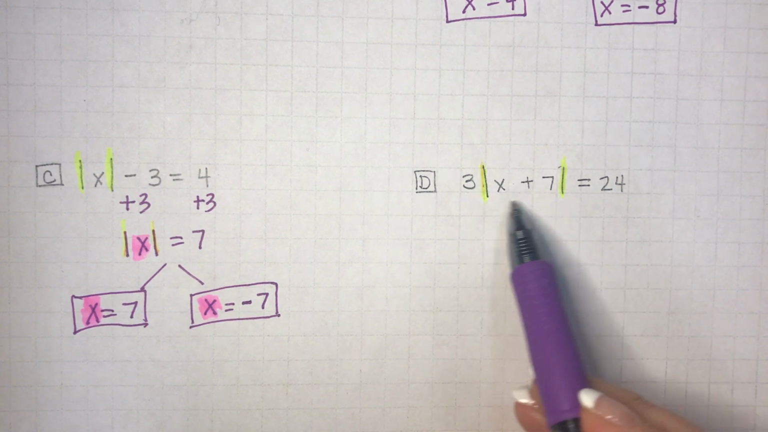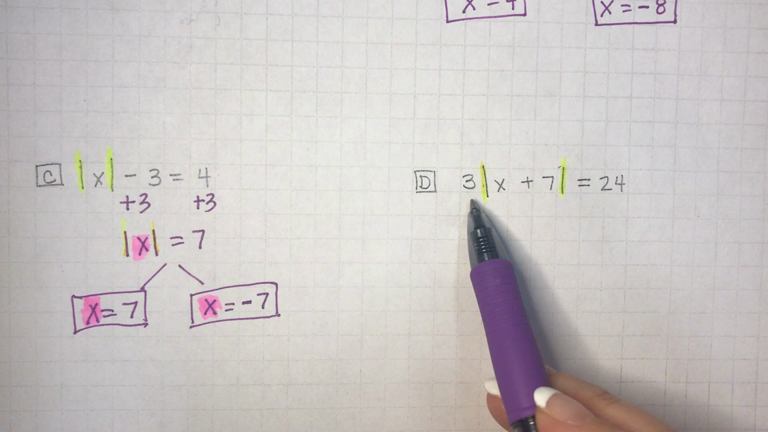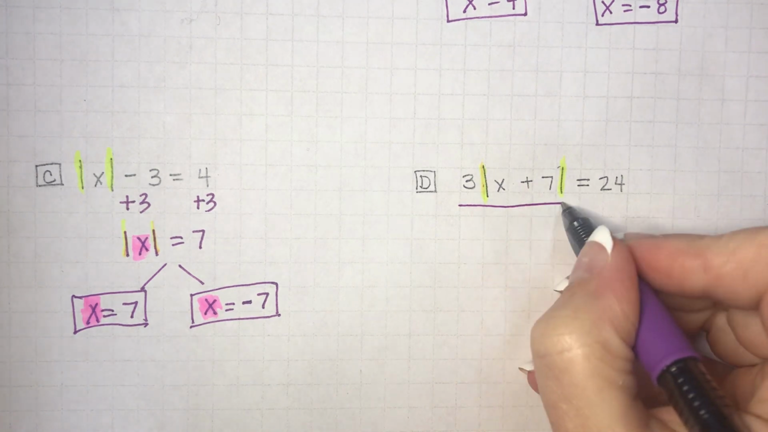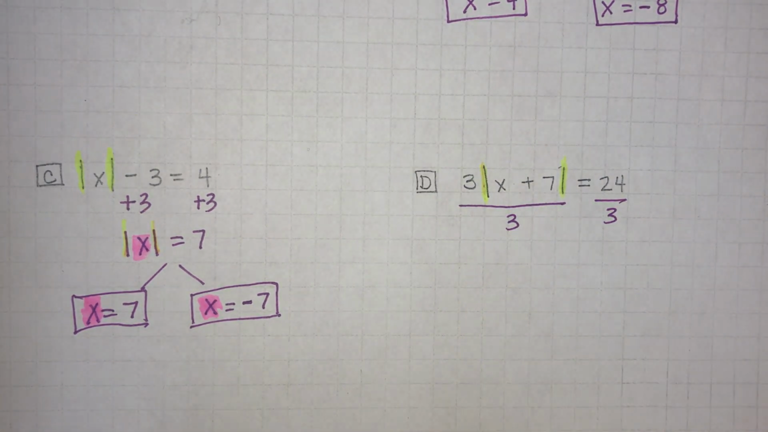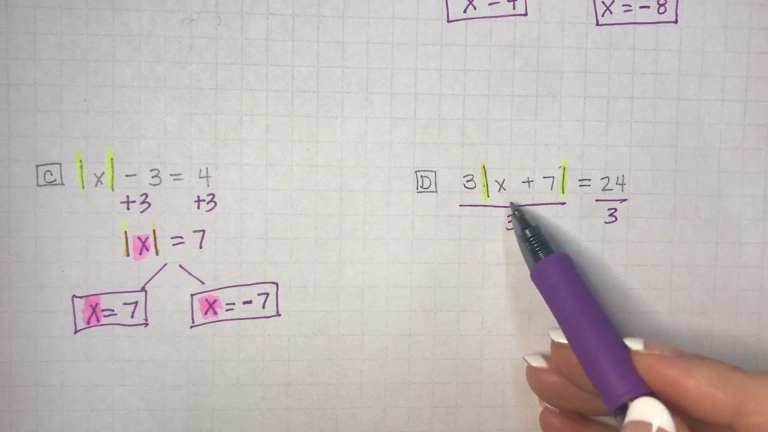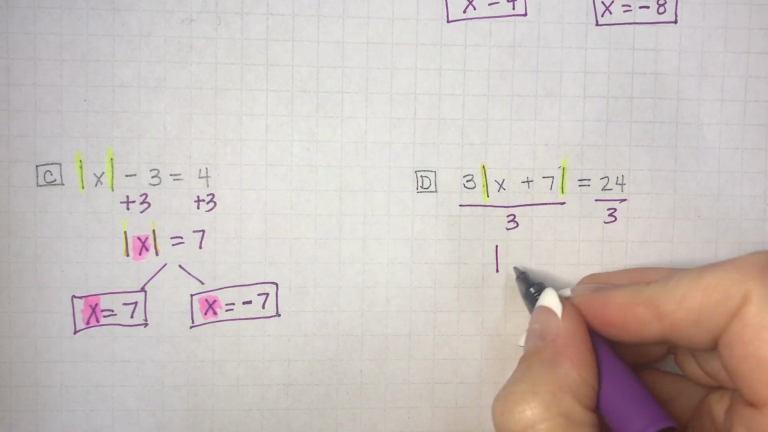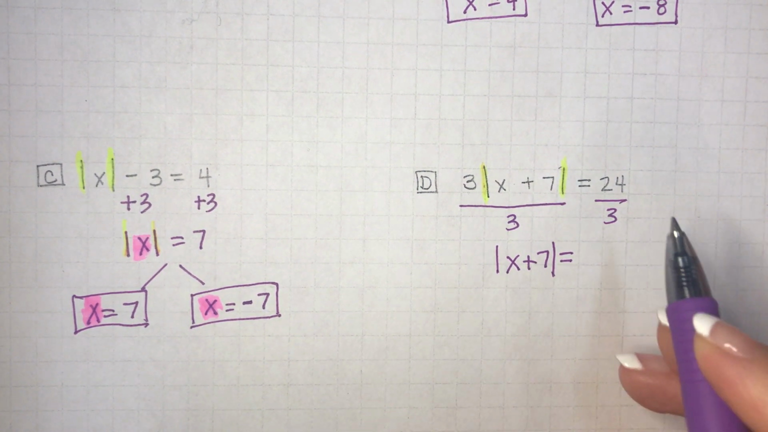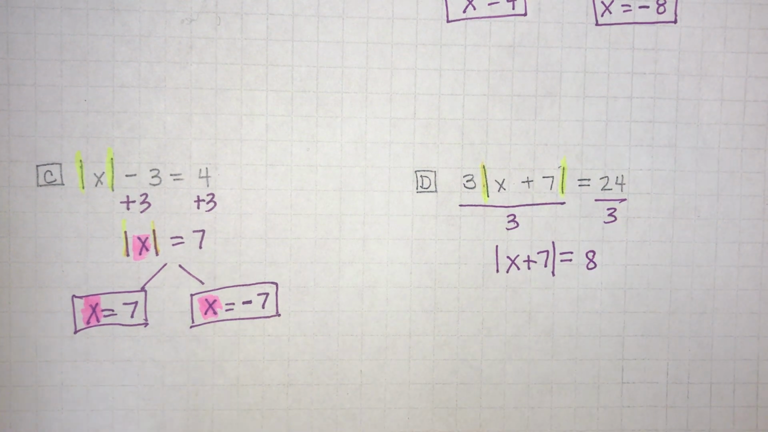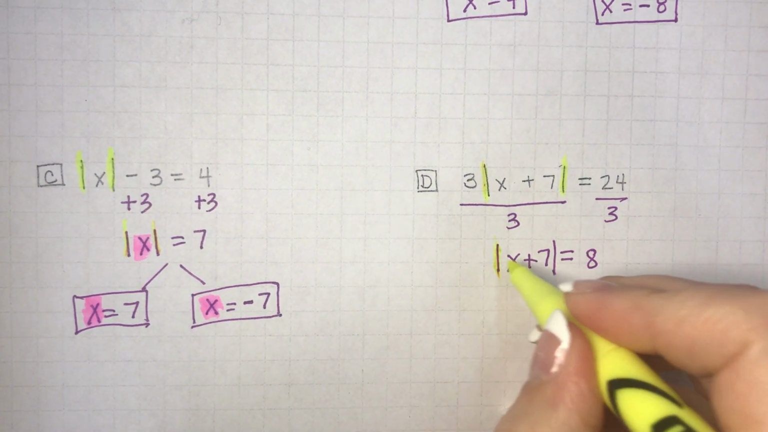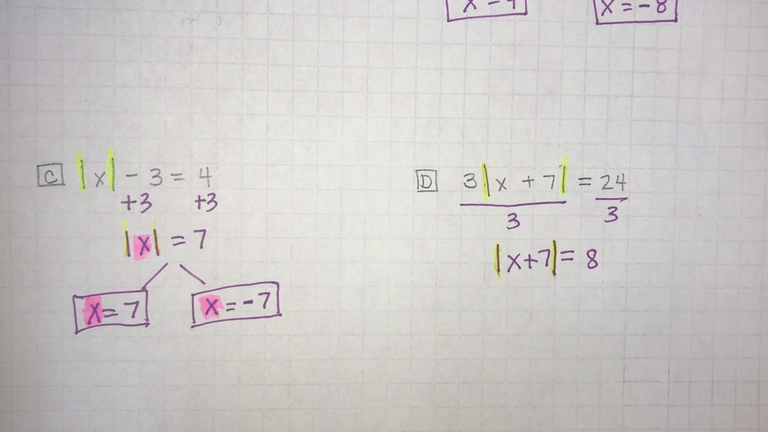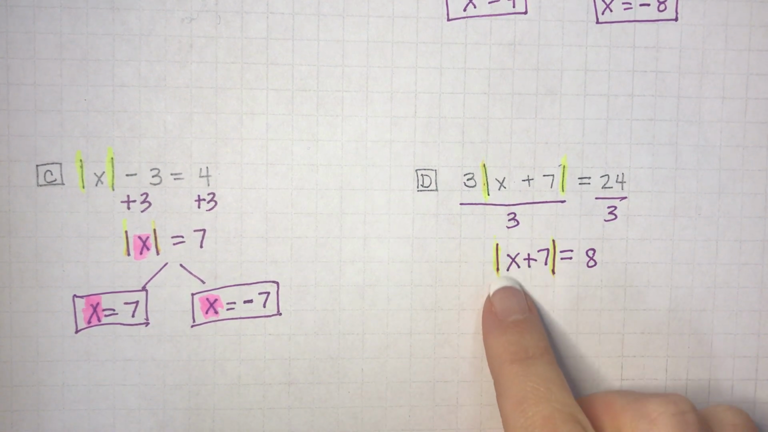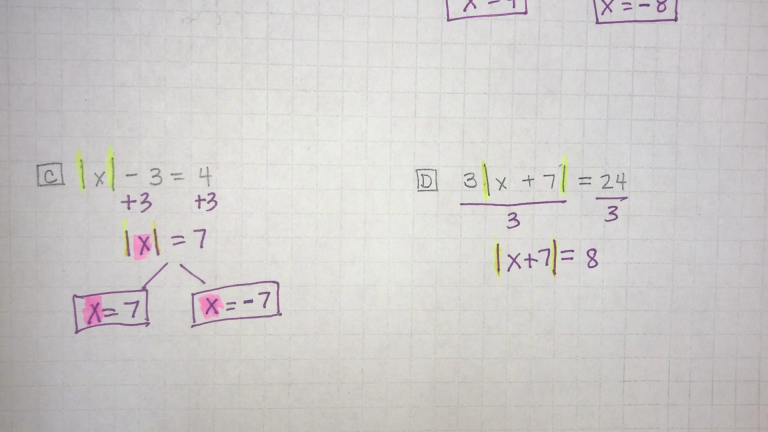Well, how is the 3 related to them? It's on the outside, and when something's on the outside, that means it's multiplied. So we're going to do the inverse operation of multiplication, which would be to divide by 3 on both sides. 3 divided by 3 is 1. 1 times the absolute value of x plus 7 is just the absolute value of x plus 7, equals 24 divided by 3, which is 8. Now the question is, did we isolate the absolute value symbols? Remember, we ignore the stuff inside, and yes, these absolute value symbols are the only thing on this side of the equation, so we did our job.